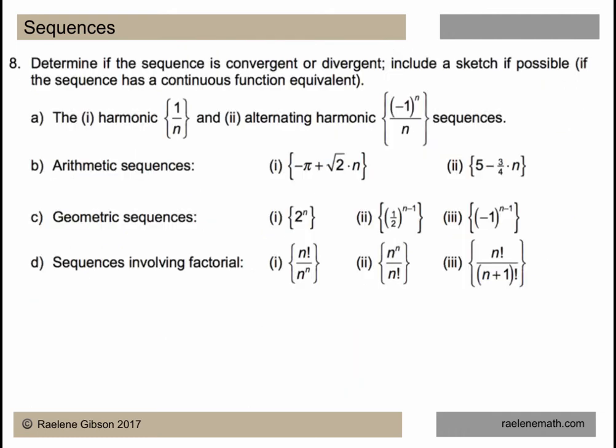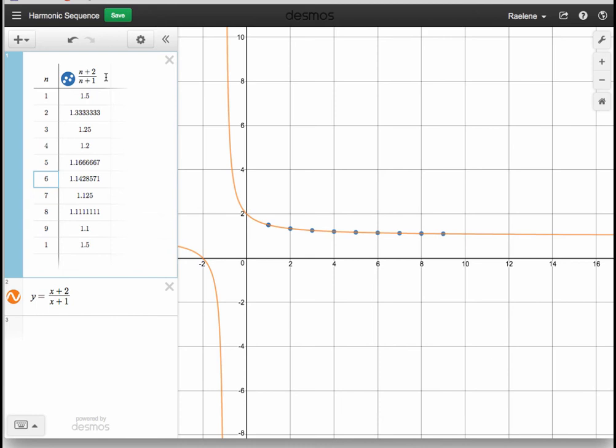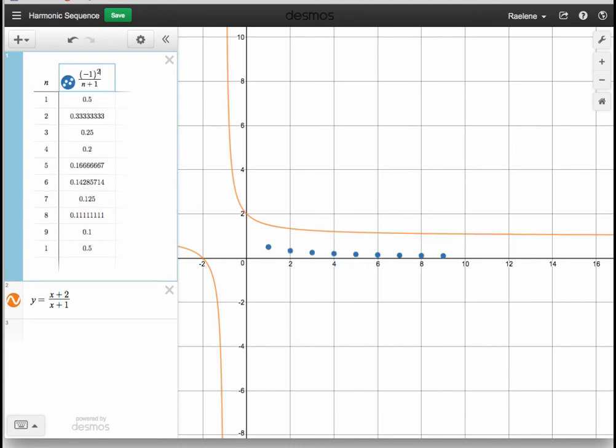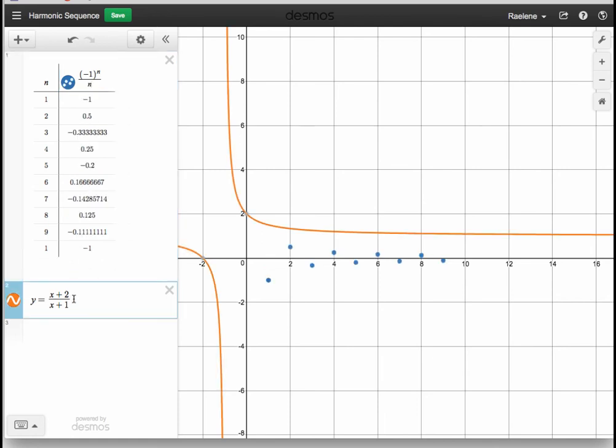Okay, in number 8, there are a few more examples. We have another famous and important sequence called the alternating harmonic sequence, which is just the same as the harmonic sequence, but with alternating values. So we can take a quick look at Desmos and make an expression here of -1 to the n all over n.